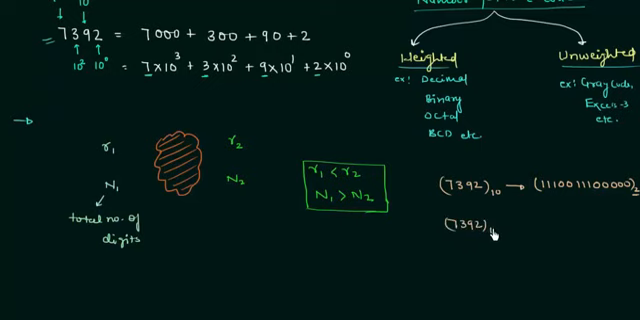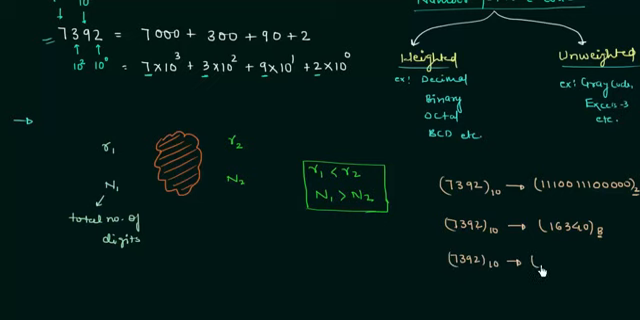If I represent the same quantity 7392 in octal, then I will have 16340. This is in octal. We definitely have reduced the digits as compared to the binary number system, but we still have more digits than the decimal number system. In decimal we have 4 digits, and in octal we have 5 digits, because in the octal number system the base is 8 and still 8 is smaller than 10.